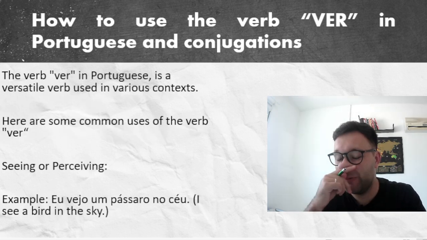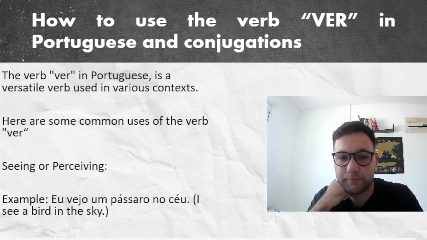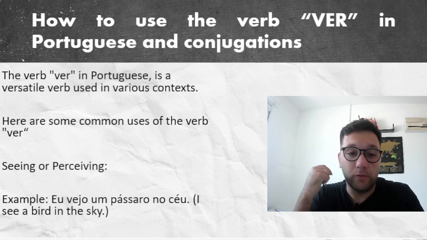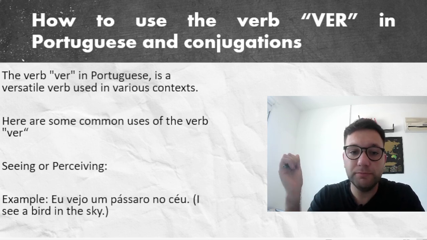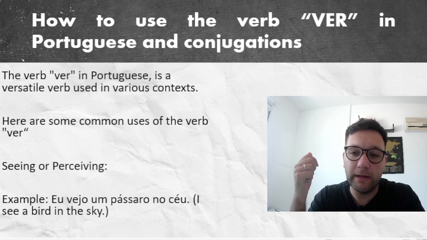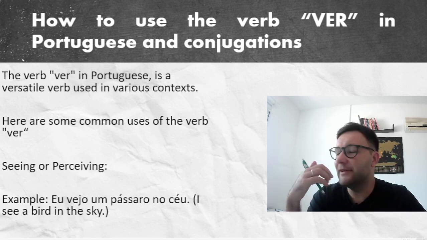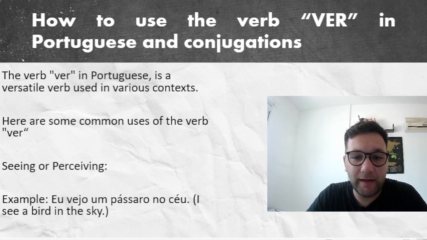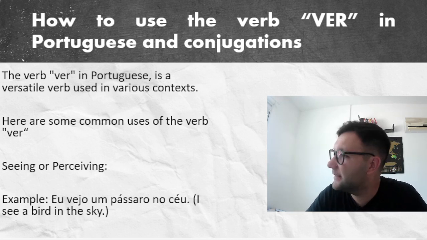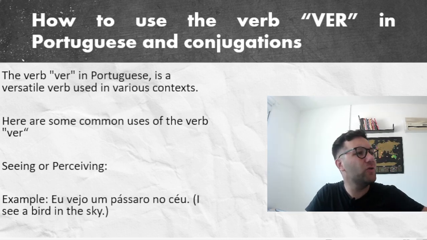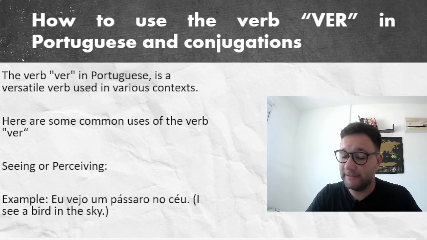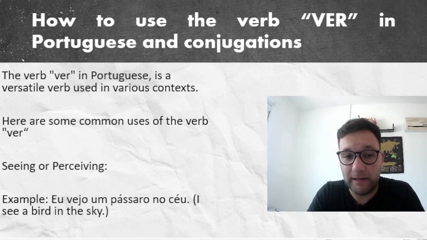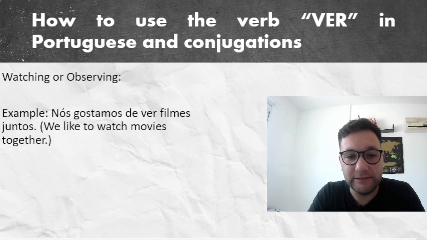Now, let's see when we use this verb. So, the first and the most common is seeing something. For example, here, eu vejo um pássaro no céu. I see a bird in the sky. Eu vejo meu cachorro. I see my dog. This is the easiest because it's the same idea as in English.